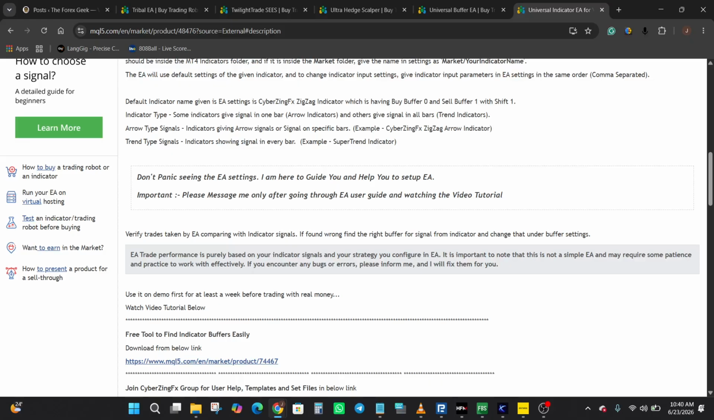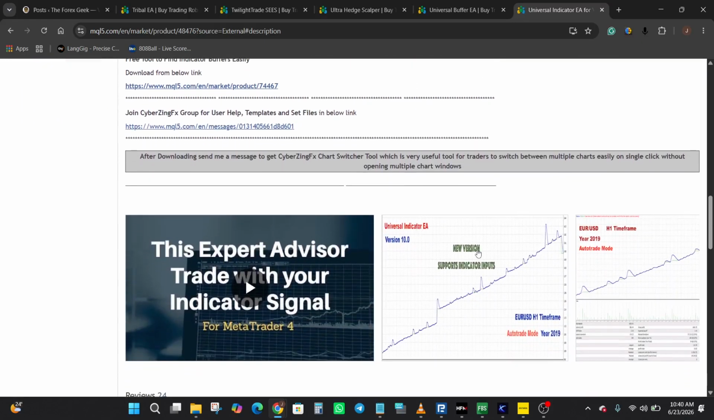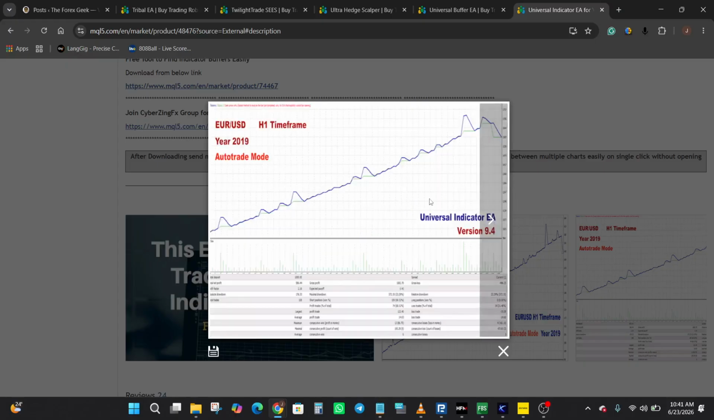Now, let us transition into the historical backtesting section. When reviewing historical backtest results for an EA like this, it is important to remember that Universal Indicator EA is essentially a framework for executing indicator-based strategies. The results will depend heavily on the indicator selected, the signal configuration, and the overall trading rules established by the user. All right. So let us just briefly look at the provided information here via these images.